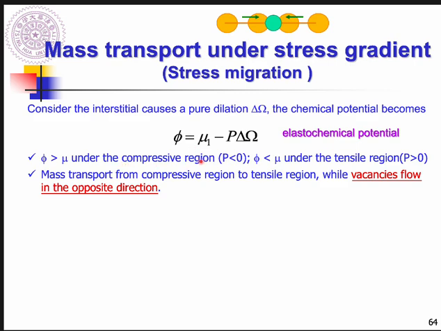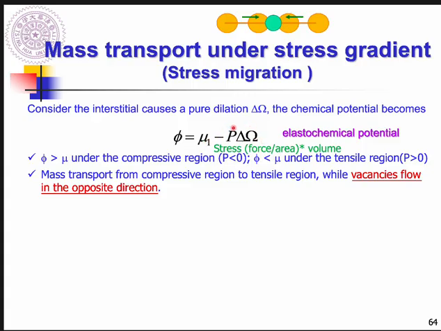So in the compressive region, they have the P, actually the stress. In the compressive region, the P is negative, so negative times negative gives a positive extra term. So you will have a chemical potential higher than it was: negative P delta omega, then omega.